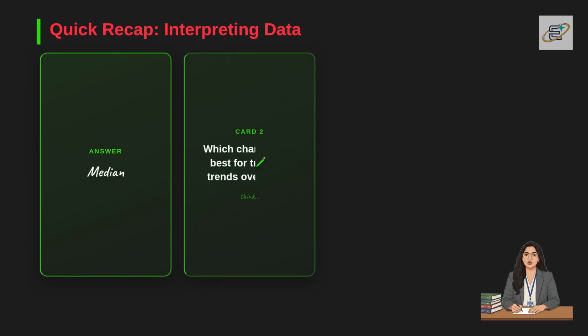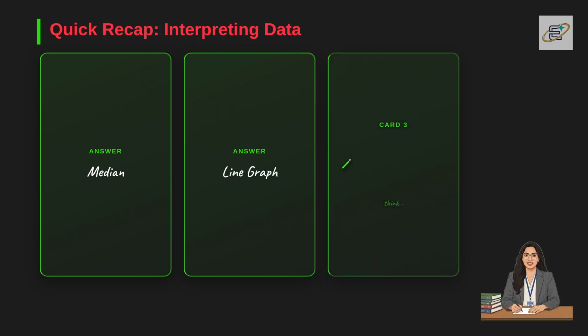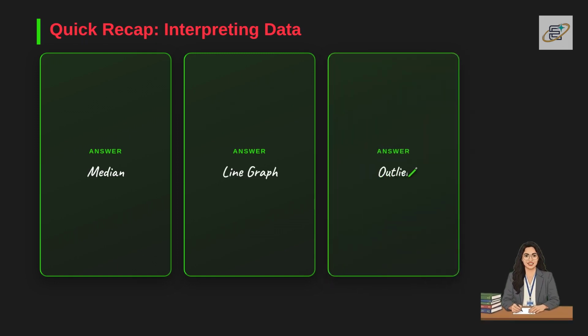Next question, which chart type is best suited for tracking trends over time? Picture the visualization in your head. The answer is a line graph. It perfectly illustrates continuous movement from one time period to the next. Final prompt, a data point that differs significantly from all the other observations is called an blank. What is that anomaly called? That is an outlier. Remember, always investigate your outliers before deciding whether to keep or delete them from your dataset.